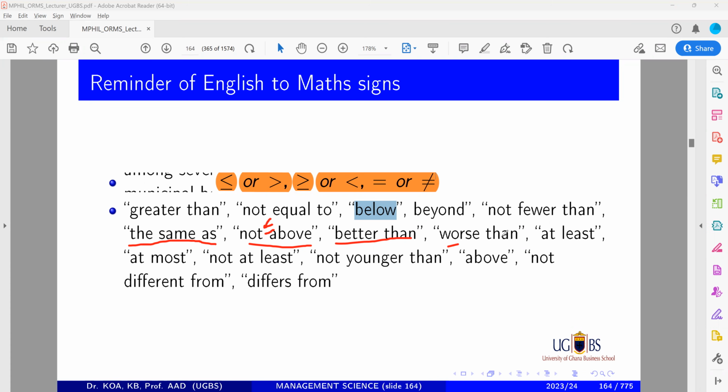What symbol is worse than? Juliet. Lower your hands if you're not ready to answer, please. What is worse than? Less than. Okay. What symbol is at least? At least. That's greater than or equal to. Greater or equal to, correct.